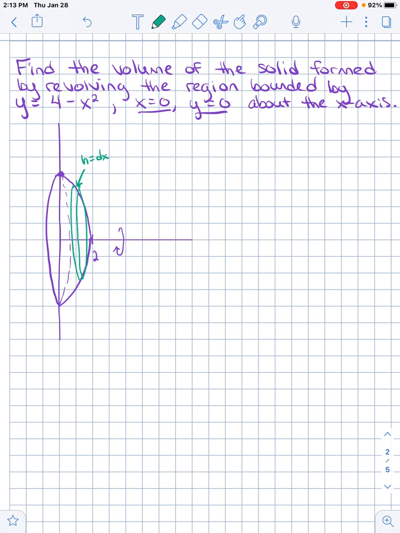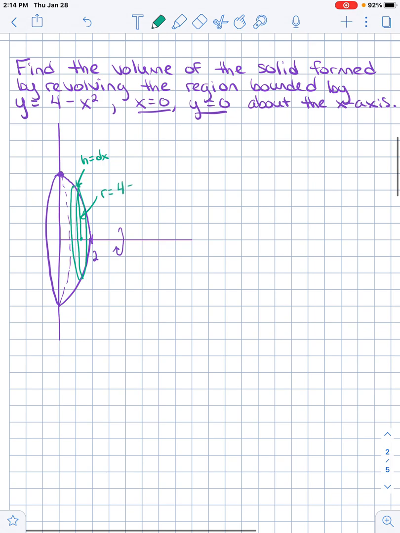We already know the height because that's a horizontal line. The height is some change in x, dx. And we know the radius is dependent upon where we are along the function. So the radius is 4 minus x squared. So to find the volume then of this solid, we will integrate from 0 to 2. We're going to take pi times the radius squared times the height. And now you can go through the process of finding the antiderivative of this.